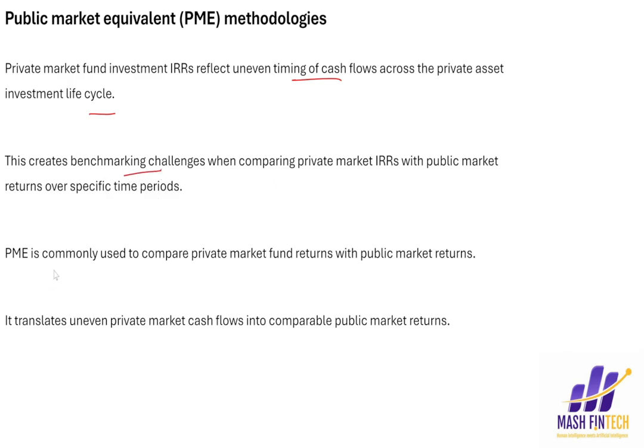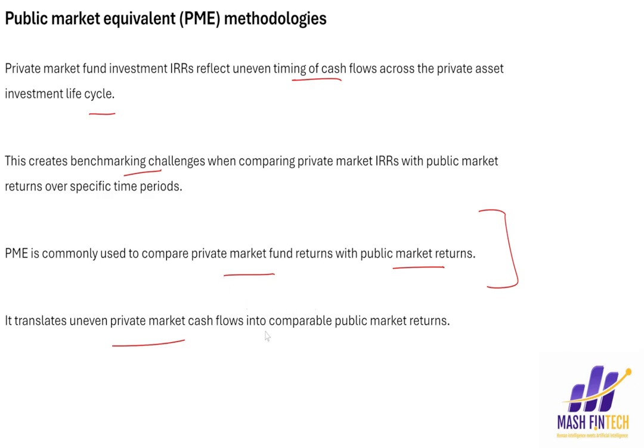The public market equivalent is used to compare the private market fund returns with public market fund returns. So this is an attempt to compare the returns on the public market and the returns on the private market. It translates uneven private market cash flows to comparable public market returns. That's what the public market equivalent does. It simply translates the uneven private market cash flows into comparable public market returns. Okay, we use these comparables and then calculate an internal rate of return.